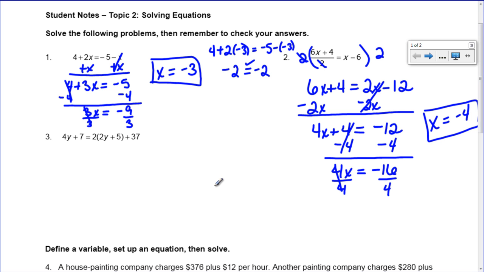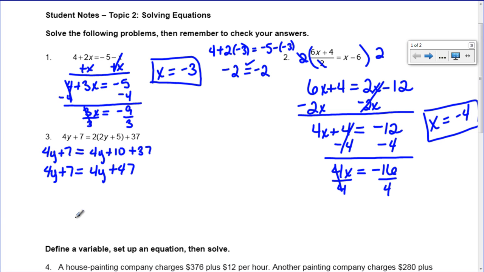Number 3, there's a lot going on with number 3. I've got variables on both sides, I have parentheses, I have lots happening. So we're going to simplify this before we do anything. So I have 4y plus 7 is going to stay the same over here because there's nothing to simplify. But on this side, I've got to get rid of parentheses by doing the distributive property. So 2 times 2y makes 4y. And then 2 times 5 is going to make 10 plus 37. And so I'm going to combine these two numbers so that I have the same thing on both sides. I'm going to have 4y plus 7 equals 4y plus 47.